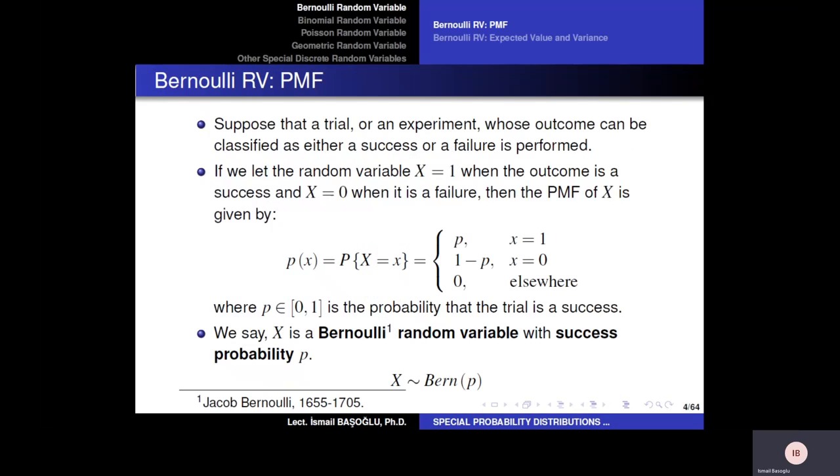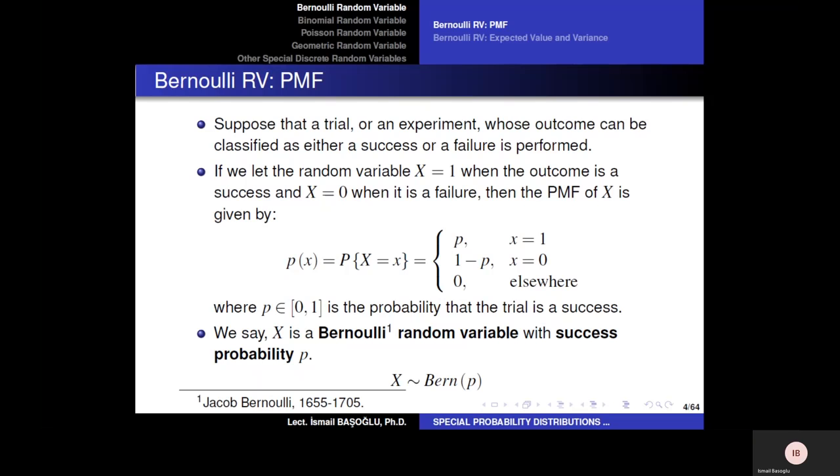So let's start with the Bernoulli random variable. Consider a random experiment whose outcome can be classified as either a success or a failure. As an example, we can give a penalty shot. If the penalty shot is scored, then we say this is a success, or the penalty shot cannot be scored, and this becomes a failure. Okay? Such experiments, which have only two possible outcomes, are called Bernoulli experiments.